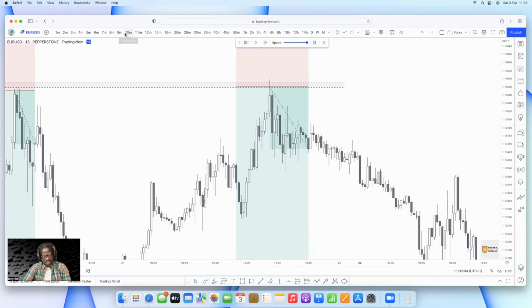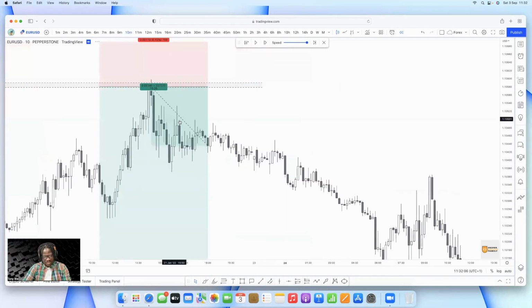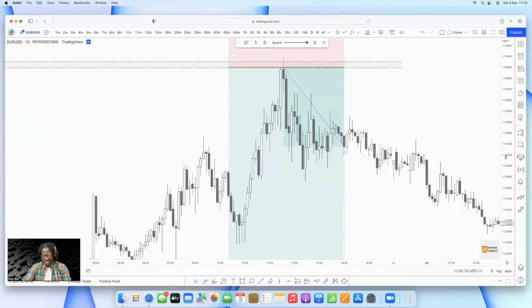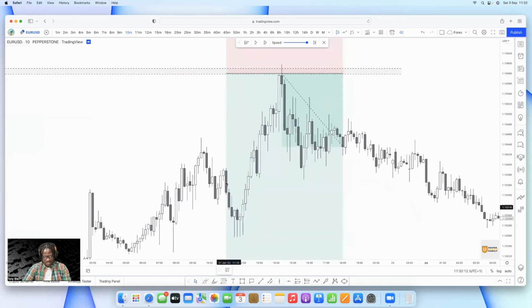So let's see 10 minutes. Let's see if I can get it to 10 minutes. So you can see, look at the 10 minutes, right? What do we see? I can see this high, this low, this high, this low, this high, boom, boom, boom. Price closed below this, even closed below this. Did it close below this one?